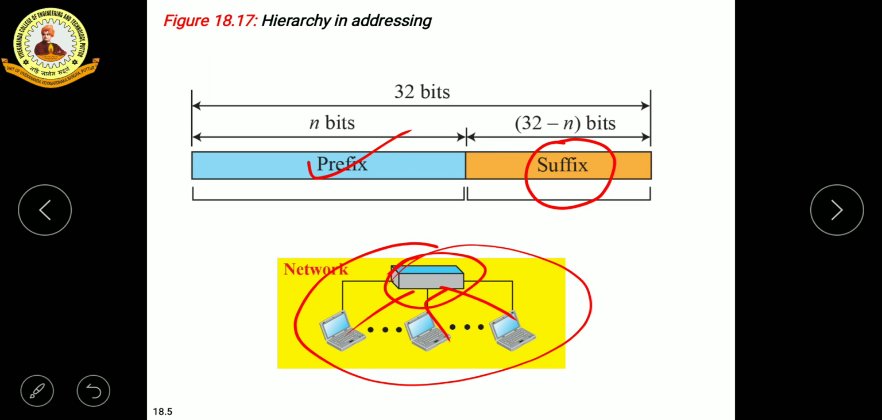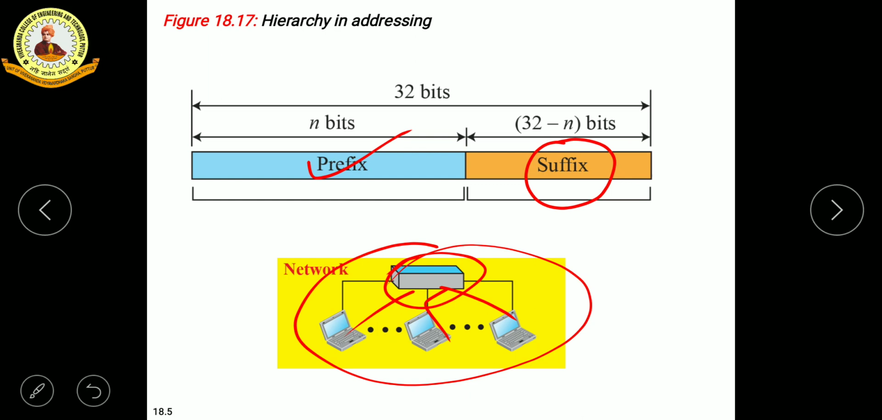A 32-bit IPv4 address is hierarchical, as we have discussed. A prefix can be fixed length or variable length. The network identifier in IPv4 was first designed as a fixed length prefix. This scheme is now obsolete and is referred to as classful addressing. The new scheme, which is referred to as classless addressing, we are going to study shortly.